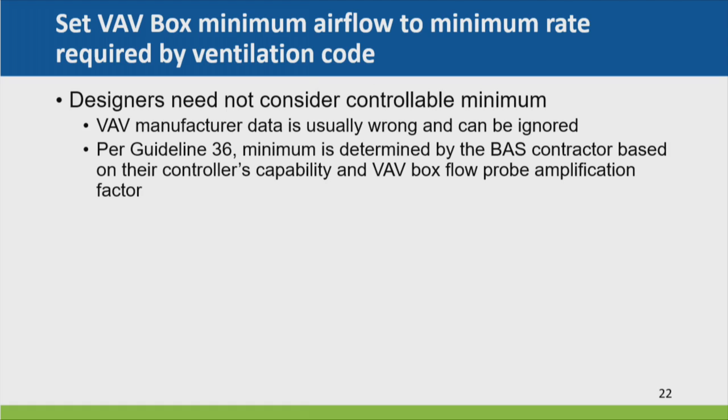you may not know who the controller manufacturer is going to be, right? It's going to be put out to bid, and maybe it's going to be different from who you designed around, and you don't know who the VAV box manufacturer is going to be either. But by the time the job is ready to be commissioned, the controls contractor does know these things. It's his controls and that guy's box, and you know all the information you need to actually calculate the controllable minimum. So Guideline 36 puts it into the hands of the installing contractor to figure out the minimum.